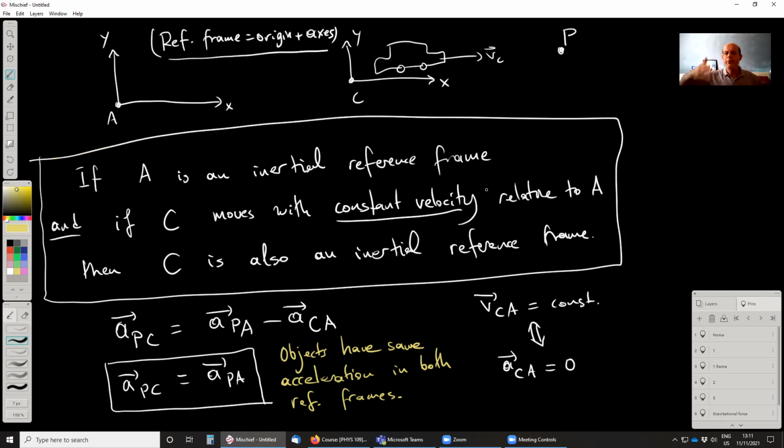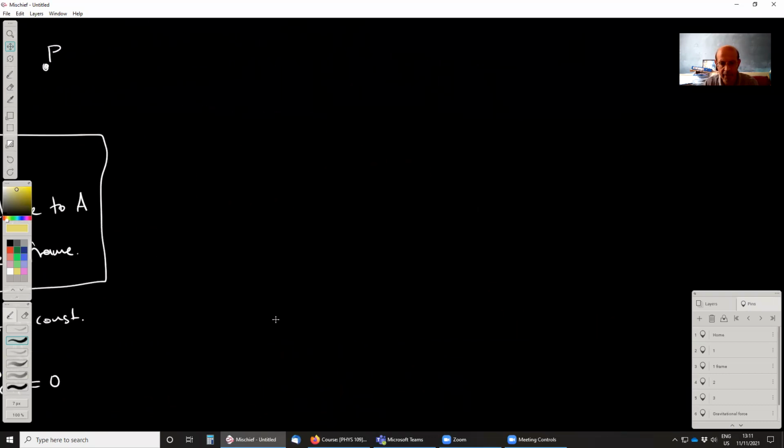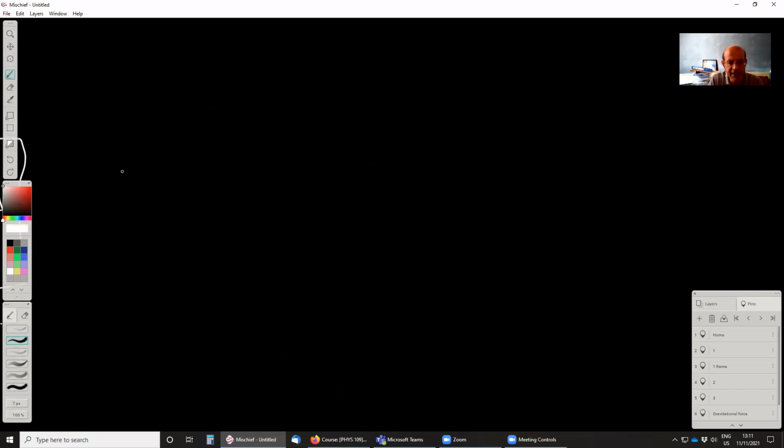Basically, if your reference frame is moving with constant velocity relative to an inertial reference frame, then your frame is also inertial. Okay, so that's essentially the relativity principle, but it is expressed in a different way. Let me just say it like this. I can also express it like that.